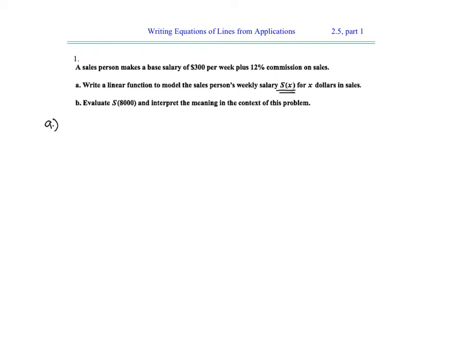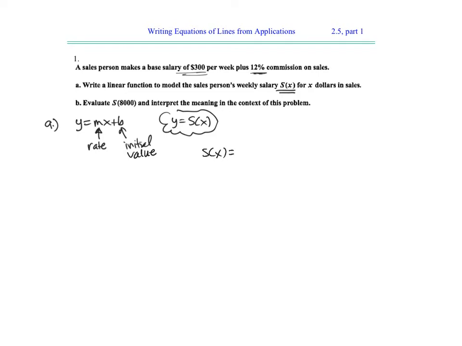For part one, we're going to use this idea of y equals mx plus b, remembering that the y is replaceable with function notation, and in this case, that function is named S for salary. Our m is going to be our rate, and b is the initial value, which in this case is the set salary that is not changing. So S of x is going to be the rate at which they're making money on every dollar of sales, so we would have 0.12x plus that base salary. There's our function.